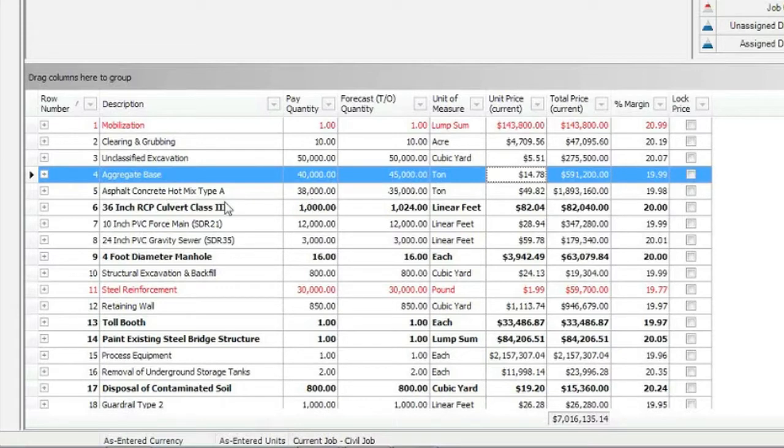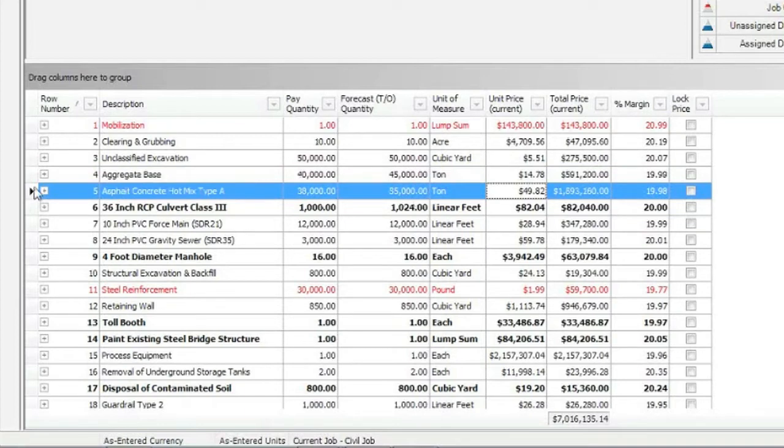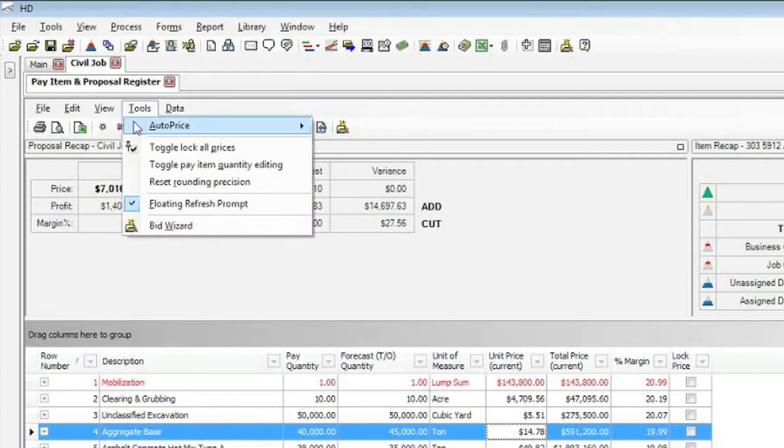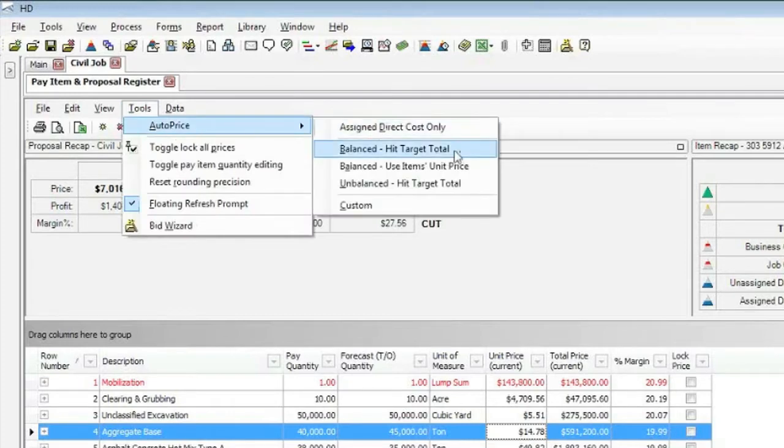Right below that, you can see that we have an underrun of 3,000 tons. Based on that, we find that we may be actually losing profit on this underrun item, and maybe not taking advantage of the overrun item that we predict we're going to have. But currently I have the project balanced, meaning that I asked the Hard Dollar tool through auto price to actually balance and hit the target total that I had come up with.